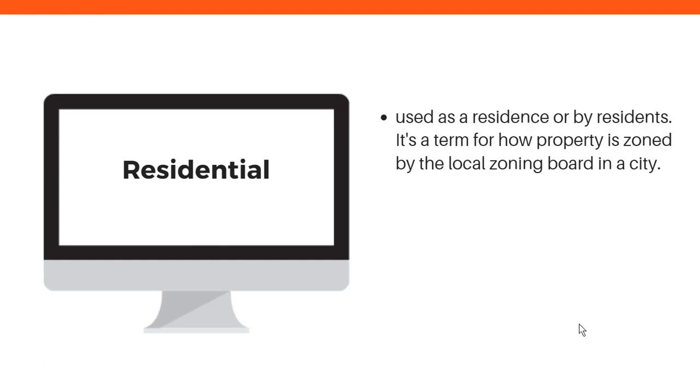Residential. This is used as a residence or by residents. So it's basically a zoning term, like we talked about with commercial as a zoning term. So residential just stands for housing. So it's your apartment complexes, condominiums, houses. It's a local zoning ordinance. So the zoning ordinance, they're going to pick out different areas of a city that they're going to zone residential, meaning only houses and apartments and condos can be built. They won't allow businesses in certain areas. They want to keep that area specifically for residents and for people's living.